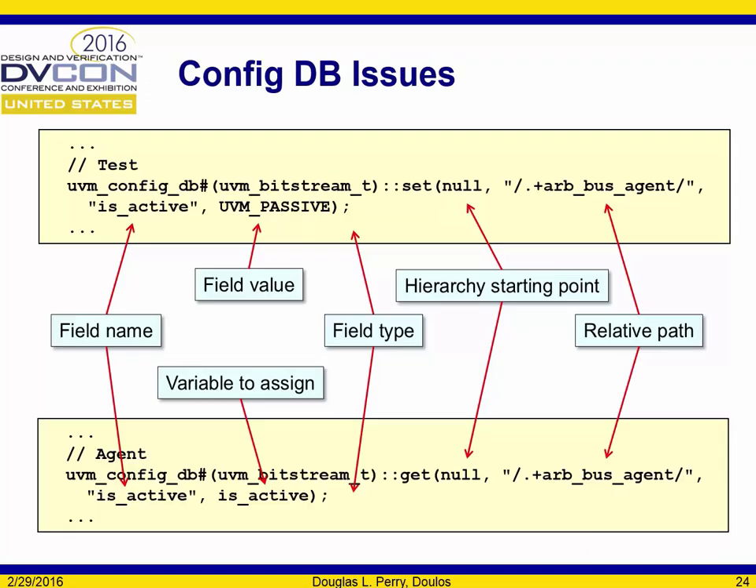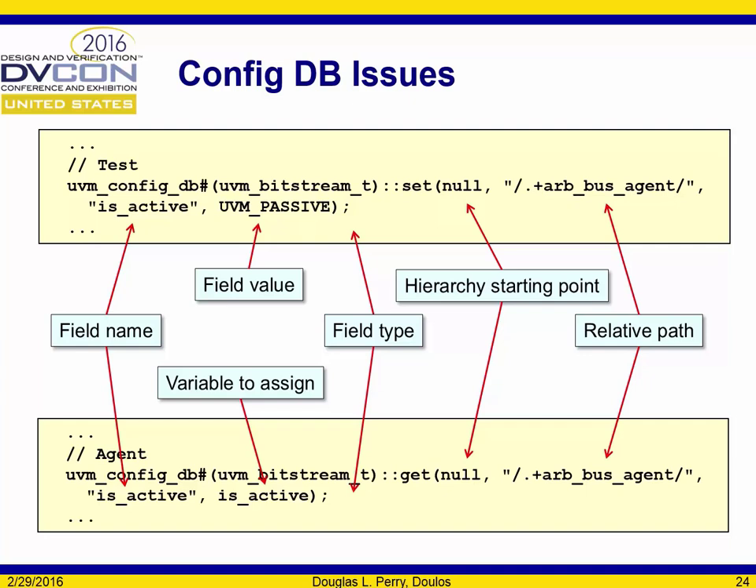The other one that really drives them crazy is config_db. In this case, let's say in our config_db, we've got a set of some UVM bitstream type. So we're actually trying to set whether this agent is passive or active. The thing that really confuses them is the fact that there are 4 arguments to the set and the get, and they have to match up. Oh, and of course, the types have to match. First thing, of course, is that this type matches this type, and they have to match exactly, right?